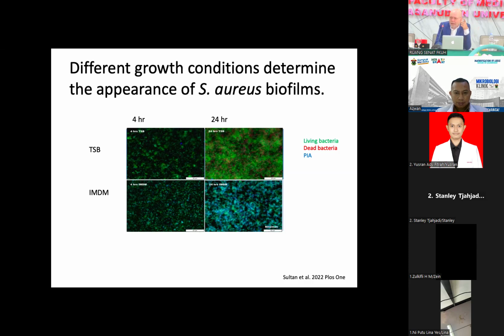When you take IMDM, which is a tissue culture media where human cells can grow, human cells cannot grow in TSB, by the way, but they can grow in IMDM, of course. Bacteria can grow as well, and they form these nice clusters. Look at the same strain: it starts to produce this PIA, this N-acetylglucosamine, which has, of course, a different and enormous effect, because it's charged, on antibiotic sensitivity. So it really matters under which conditions you look at biofilms, because they can be different.